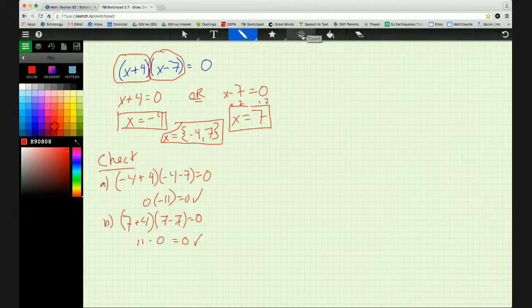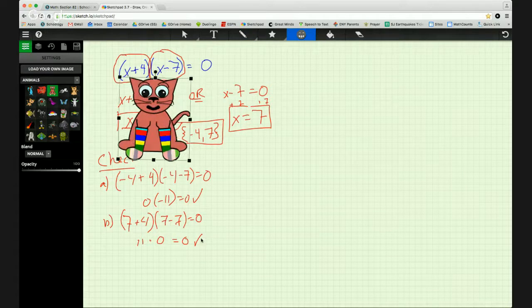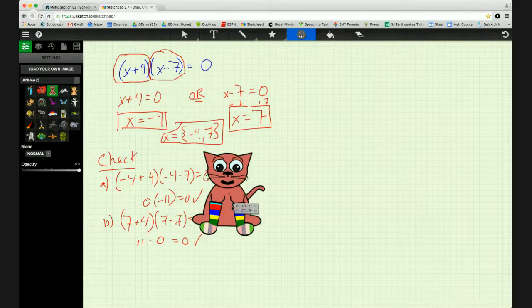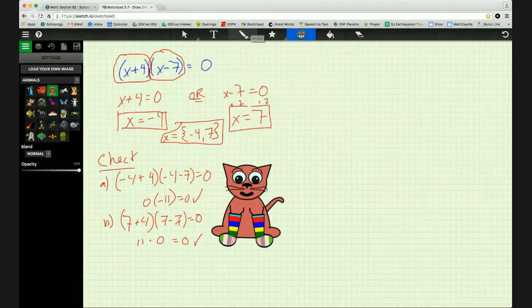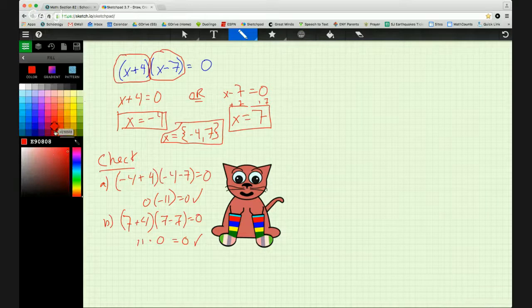Cool. Happy cat. All right. Whoops. Get rid of happy cat. We haven't solved another one. Can't quite bring in the second happy cat yet.